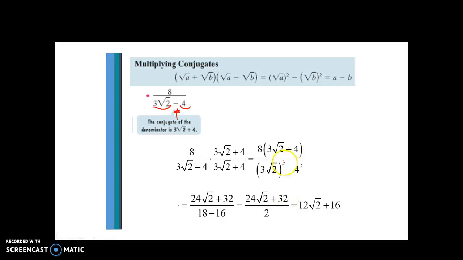All right? And it might look a little complicated, but just follow me. So here, 3 root 2 minus 4, we're going to multiply it by 3 root 2 plus 4, again, as a fraction with itself, because this still only equals 1, even though it's complicated and scary looking. Now we're going to multiply 8 times 3 root 2 plus 4. I'm going to use brackets here, 8, and then I'm just going to put that conjugate in brackets.